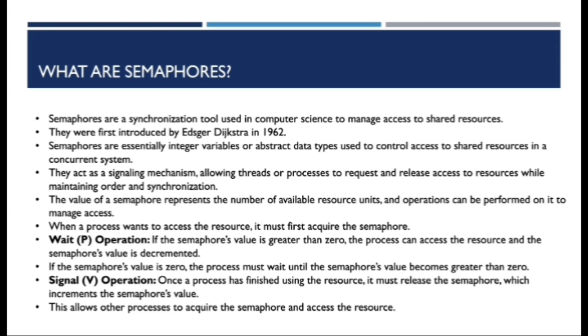Wait operation: if the semaphore's value is greater than 0, the process can access the resource and the semaphore's value is decremented. If the value is 0, then the process must wait until the semaphore's value becomes greater than 0. Then the signal V operation: once a process has finished using the resource, it must release the semaphore, which increments the semaphore's value. Now we are going to see the types of semaphores.